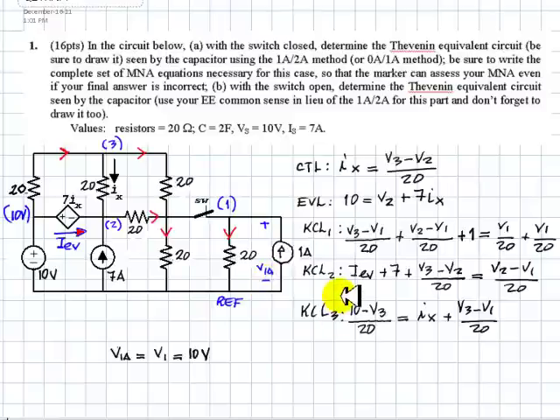I will spare you entering the data in the calculator. You've seen me doing this like a million times. The solution gives me V1 is 10 volts, and V1 is V1a. Now to find V2a, you know what to do.